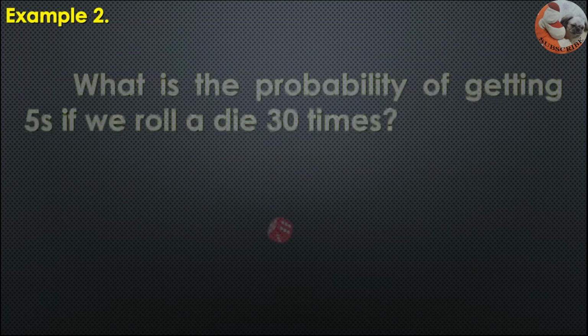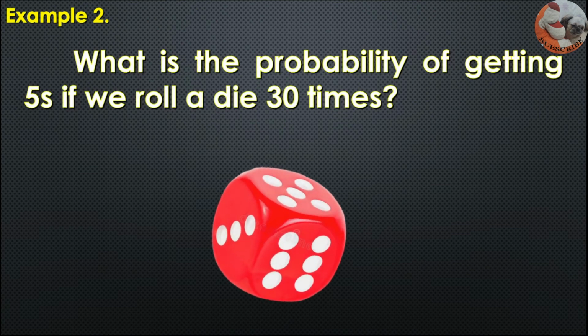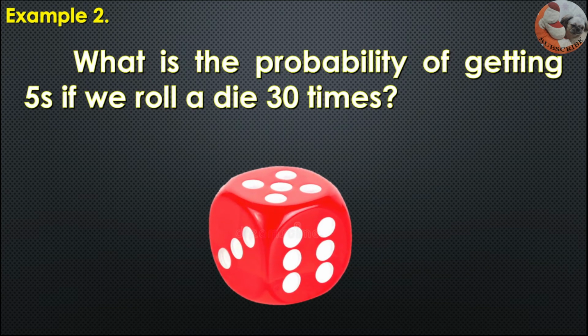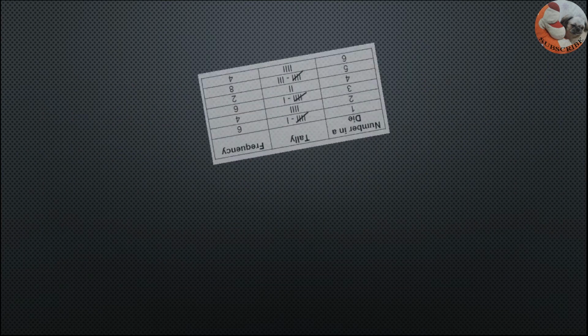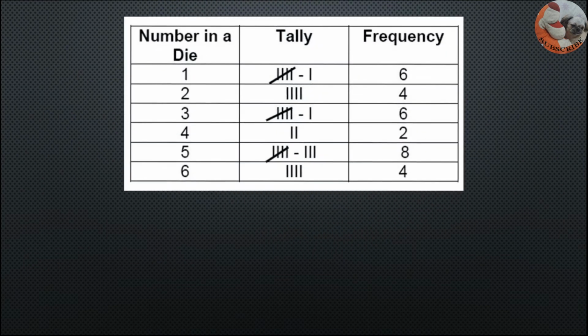Example 2. What is the probability of getting 5s if we roll a die 30 times? In every roll of the die, put a mark on the tally column for every number that appear. Add the tally marks and write the number in the frequency column. Express the probability using the formula. So here is the probability chart.